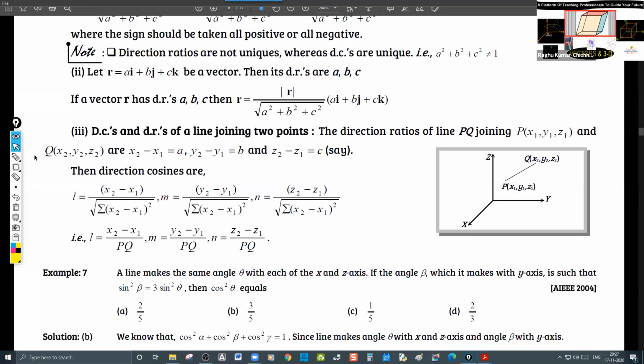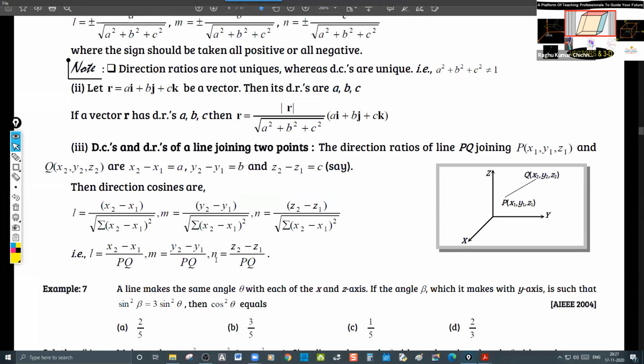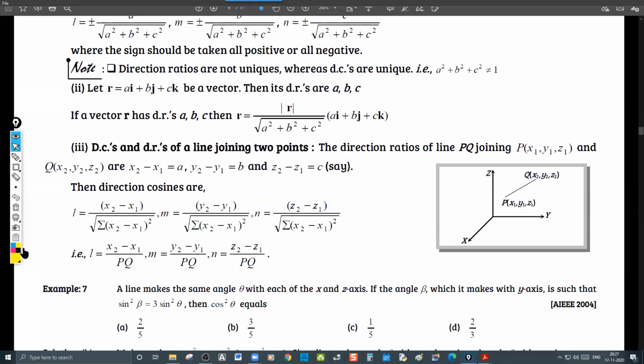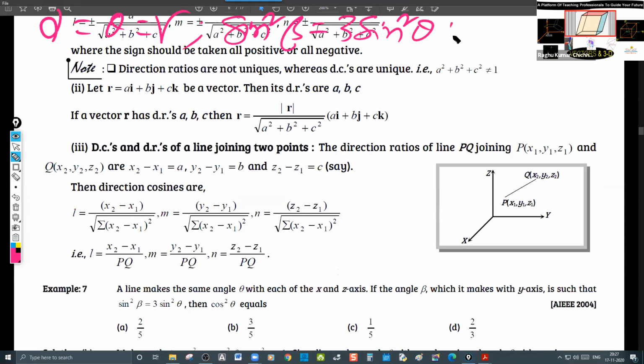Let us check this problem now. Pranit, please read that problem. Example 7. A line makes the same angle theta with each of the x and z axis. If the angle beta which it makes with the y axis is such that sine square beta is equal to 3 sine square theta, then cos square theta equals.